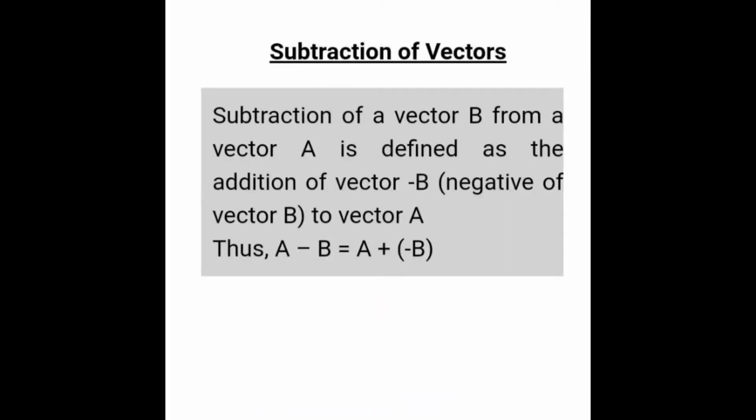Subtraction of vector, as I have already told, if a vector and b vector both have the same magnitude but the b vector is in the opposite direction of the a vector, now when we add these two vectors we will get a plus minus b, that is a minus b, right? Subtraction of two vectors is also possible here.